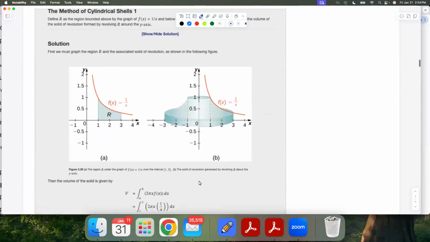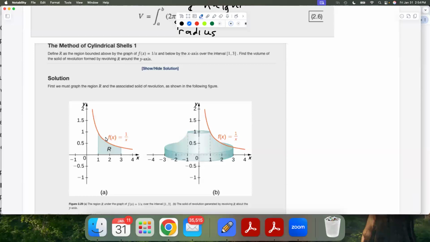Okay, let's take a look at an example. So we've got this region bounded underneath by 1 over x and above the x-axis from 1 to 3 that we're now rotating around the y-axis. Now, could we just use disks? Probably. The problem is, if I were to try to stack up washers here, like say I took this little rectangle here and I rotated it around, I get another piece over here.